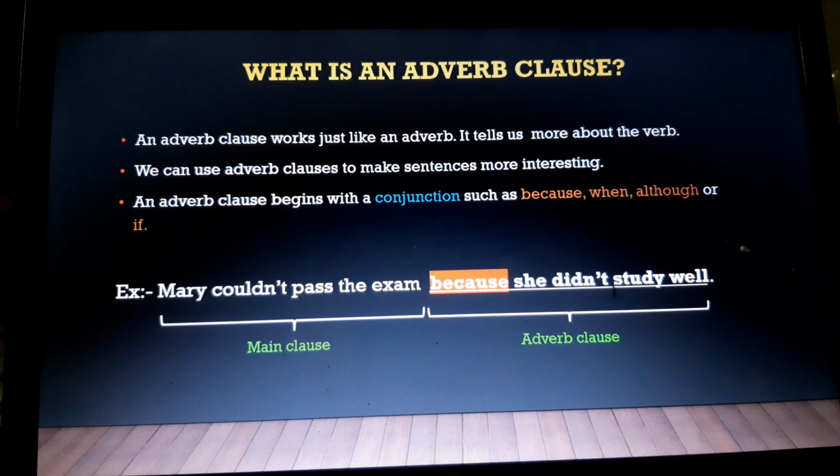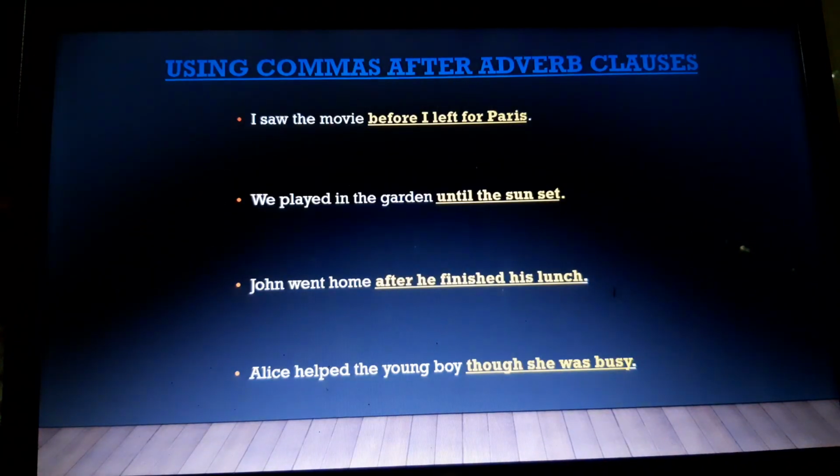Now let's talk about using commas after adverb clauses. Sometimes an adverb clause can come at the beginning of a sentence. When an adverb clause comes at the beginning, we put a comma after the adverb clause. Now look at the given sentences.